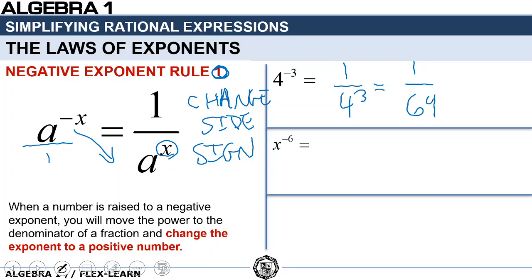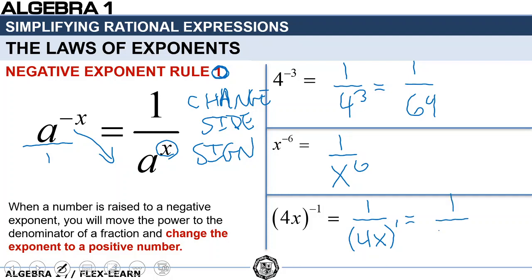X to the negative 6th power, immediately write it 1 over x to the 6th power. You move it, change the sign, change the side. You change it to a positive 6. If I have 4x, all that raised to the negative 1 power, be careful here. It's going to be 1 over, bring the whole parentheses, 4x, now all of that raised to the positive first power. We change the sign. Anything raised to the first power is just itself, so this just becomes 1 over 4x.